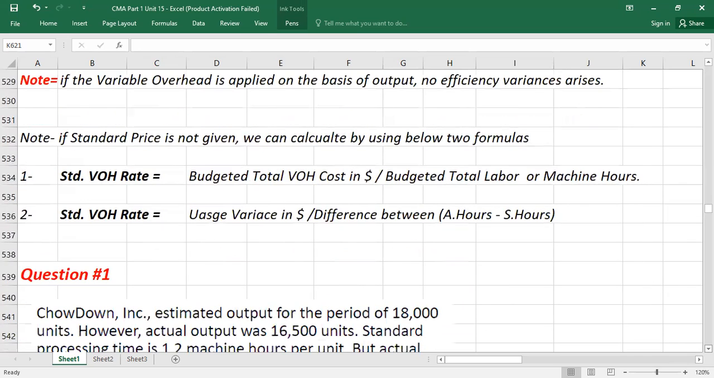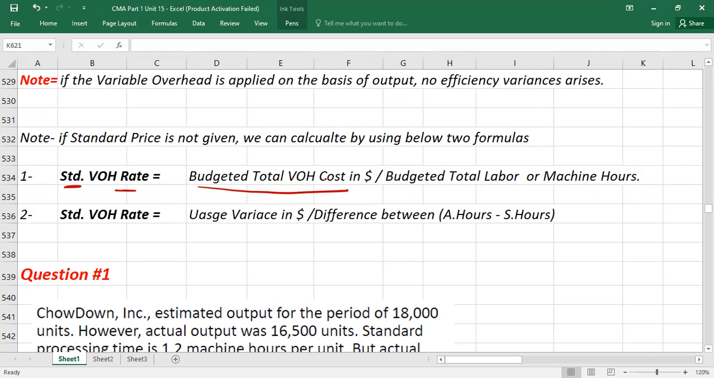Here it is explained. If standard rate is not given here, standard rate I'm calculating. Standard means a budgeted rate. So what I will take? First, numerator of the formula will be what? What is written? Total budgeted variable overhead. Because I want budgeted rate. So I'll take numerator budgeted overheads, total variable overheads, and divided by which hours? Budgeted hours.